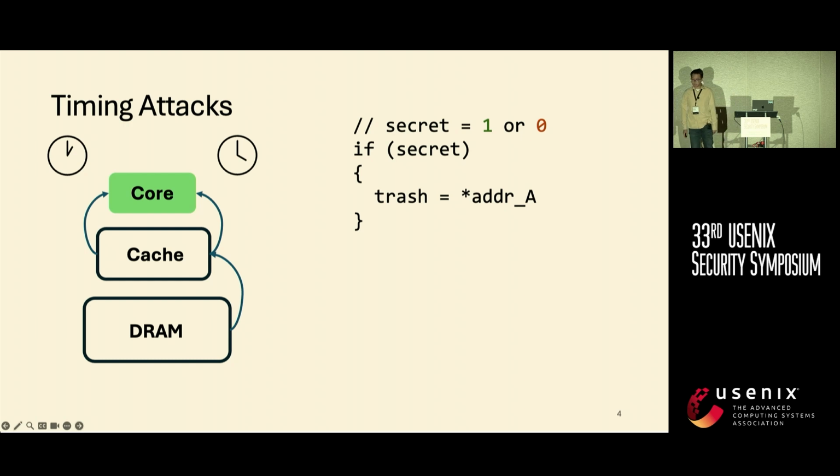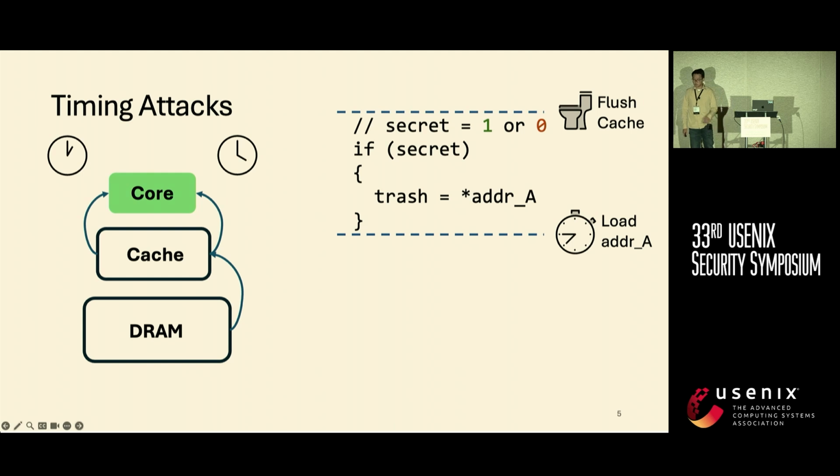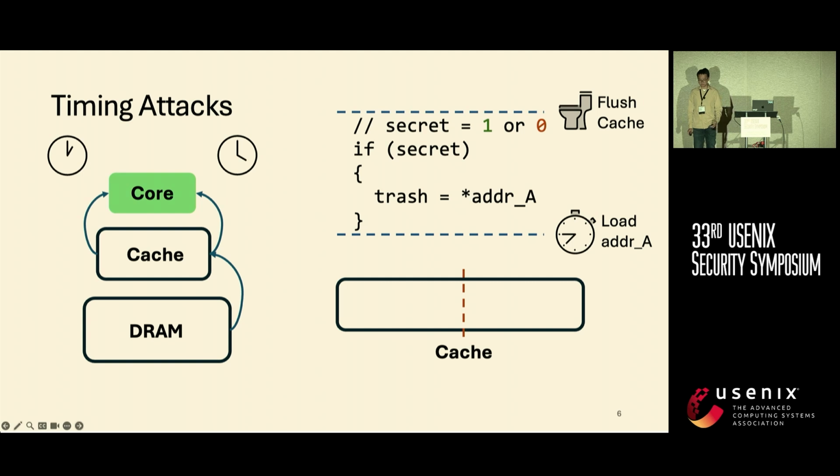One simple program vulnerable to cache timing attacks could be constructed as a secret-dependent memory access. Depending on the secret value, one memory load to address A could be performed or not. Suppose before this code executes, we flush the entire cache, and after the execution, we time the memory access latency to the address A. Since we flush the cache beforehand, the cache does not contain the data at address A. If the secret is 1, then the branch is taken, and address A is filled into the cache.